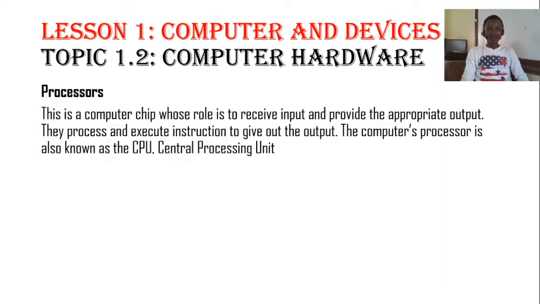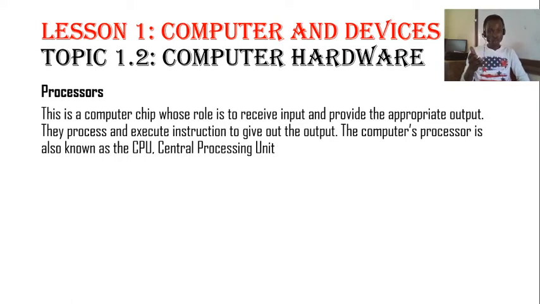So the processor is not a digital device. We are done talking about the digital devices. We've talked about the desktop, the laptops, the tablets, the smartphones, the iPods or media players, and the digital cameras. Those are ICT devices. This one is a different subtopic in the topic computer hardware, and it talks about processors.